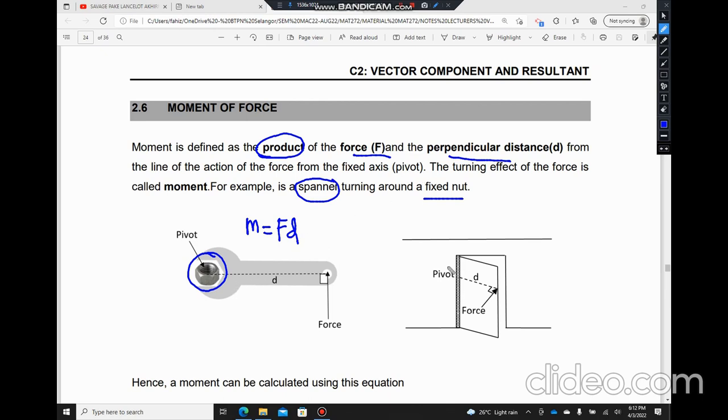Ataupun satu lagi contoh adalah bukaan pintu. So kat sini adalah distance, jarak perpendicular distance, and then this one is force sebab kita nak buka pintu kan. Kalau kita boleh imagine kat sini, so kita akan gunakan satu daya untuk buka pintu, and then we have perpendicular distance which is D. So this one is a pivot. So this one also pivot.